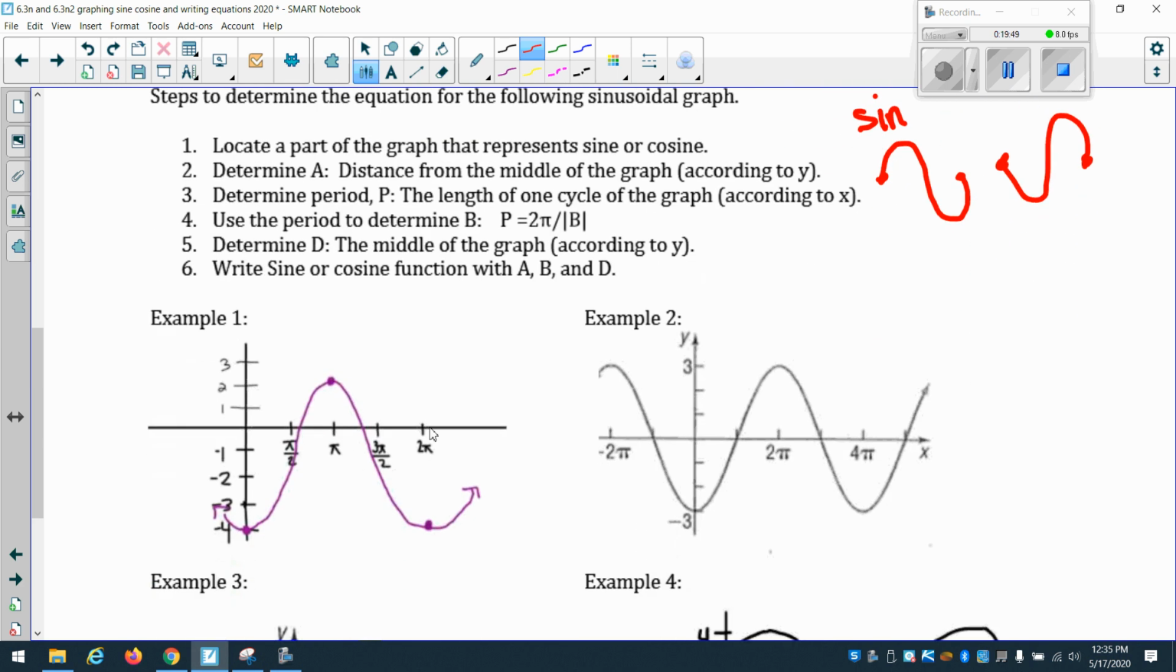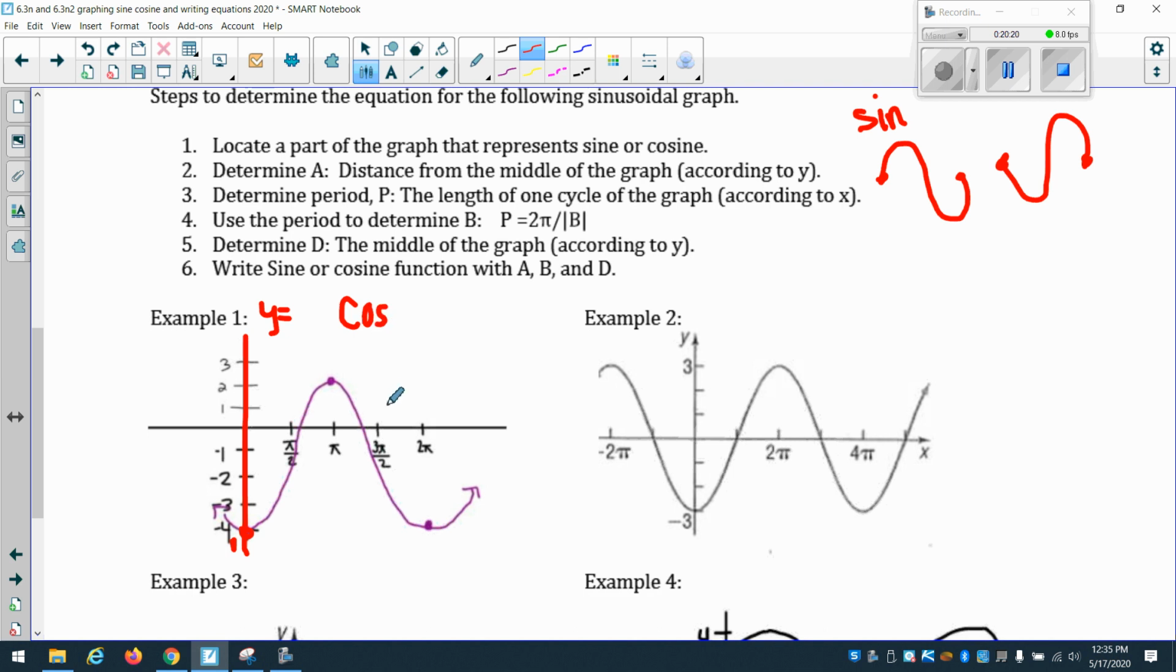So if we look at this first example, again, we're using the y-axis to help us. Draw a little line here. Okay, well here we're starting at the minimum. So what would that be? Sine or cosine? Well, it's going to be cosine.